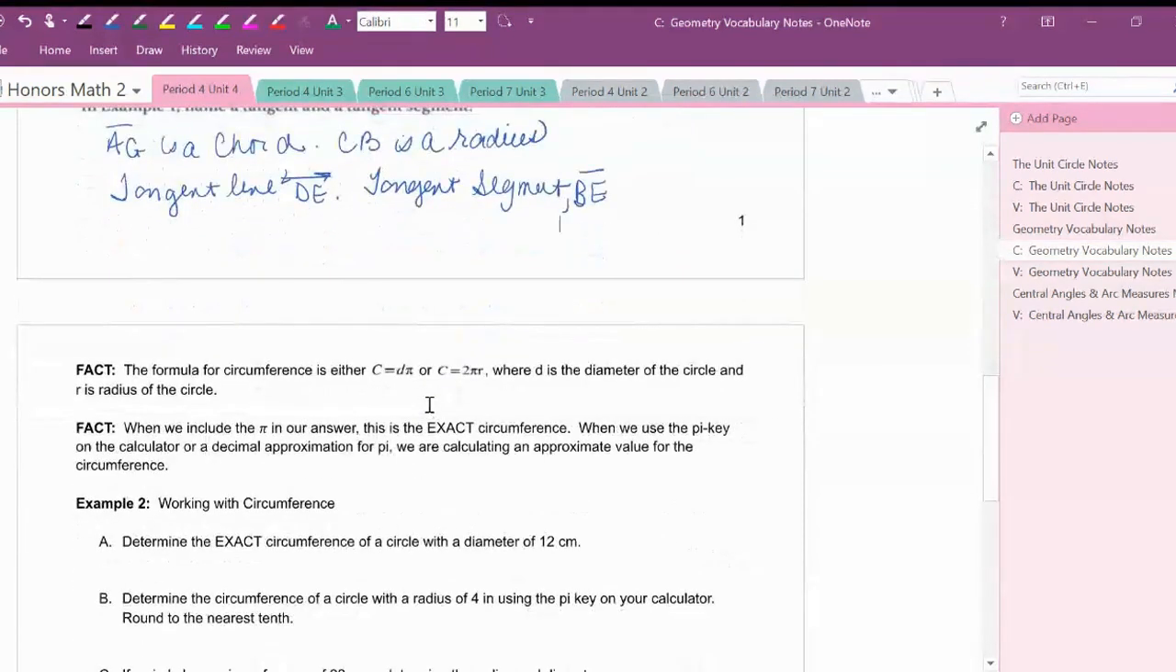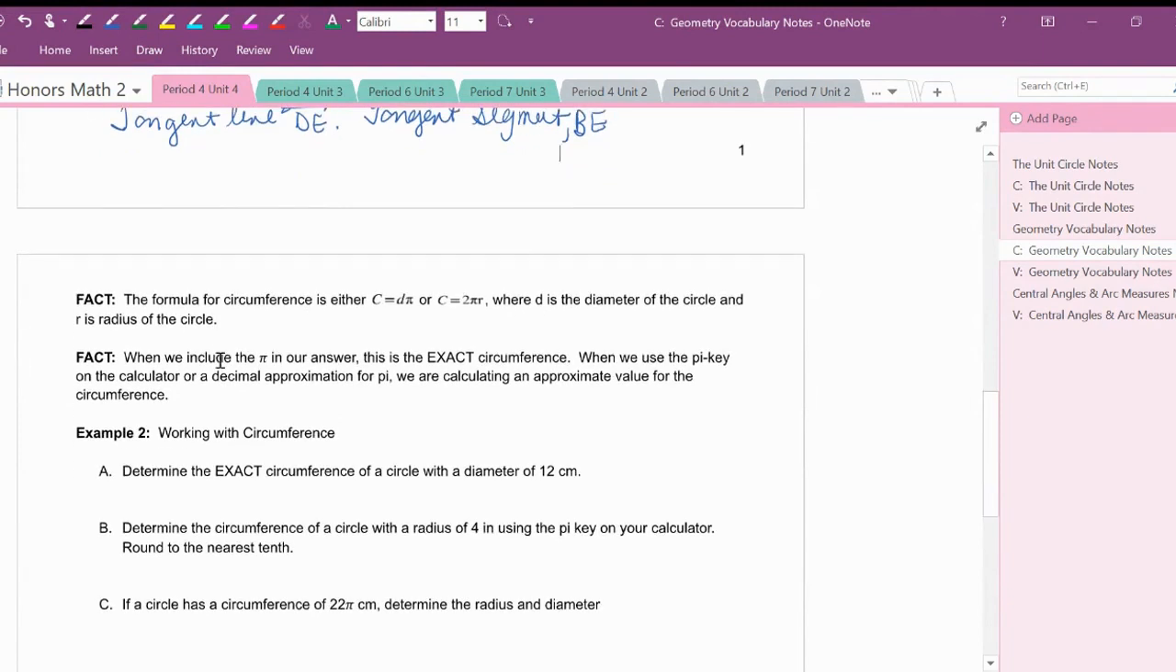A couple of facts here. The formula for the circumference of a circle is either pi times diameter or 2 pi r. D is the diameter of the circle and r is the radius. Another fact, when we include pi in our answer, this is the exact circumference. When we use the pi key on the calculator or a decimal approximation for pi, we are calculating an approximate value for the circumference. We're going to do a couple of examples here. We're going to determine the exact circumference of a circle with a diameter of 12 centimeters.